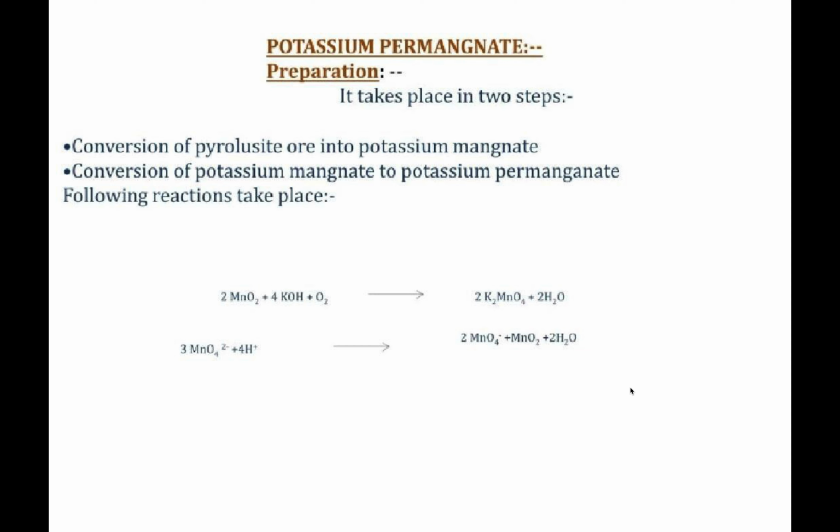So the equation is 2KMnO4, when it is heated, gives K2MnO4 plus MnO2 plus O2. You can refer to page number 232 and 233, part 1, class 12, NCERT chemistry. So the equation is not complete here.